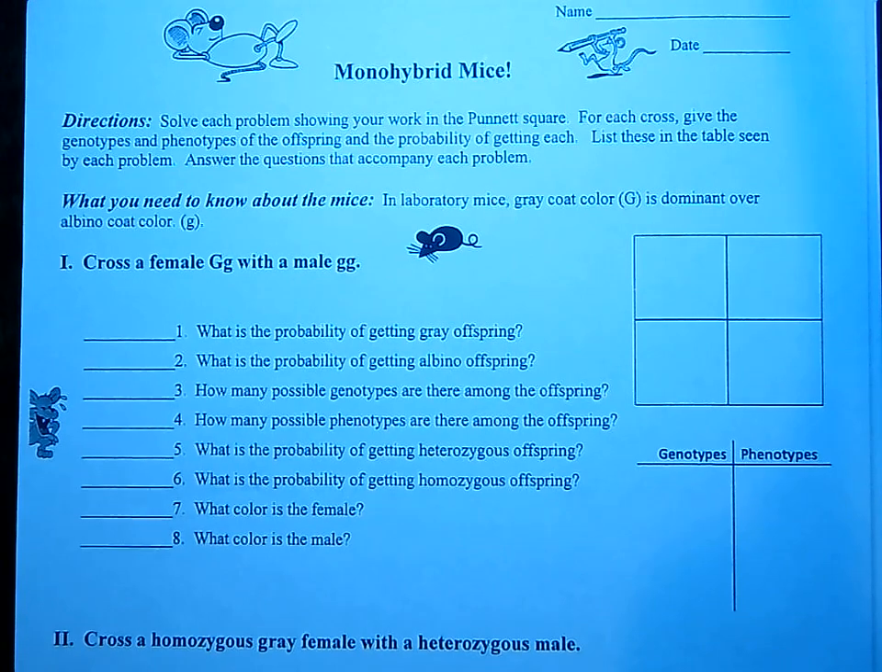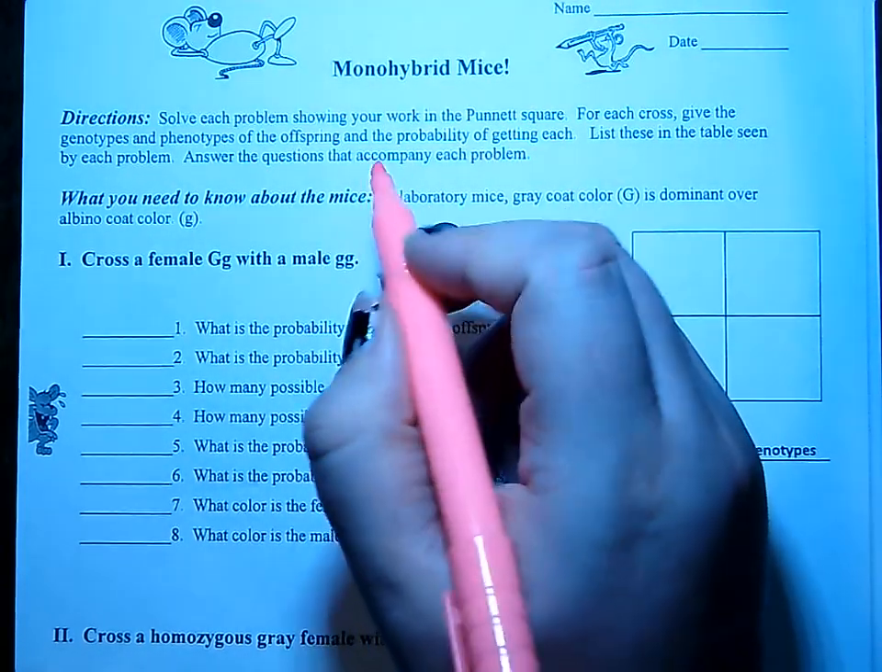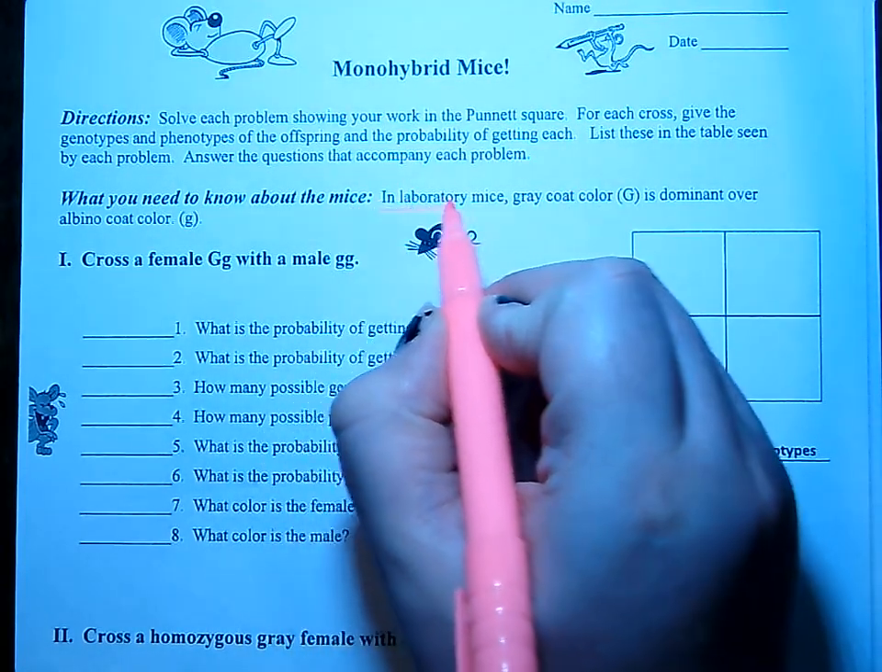So we're going to be given different scenarios and we're just going to be answering some questions based on the Punnett square and the probabilities we find. So what do we need to know about these special mice? In laboratory mice, the gray coat color is dominant over albino coat color. Remember, albino does not mean white. That means it does not have any pigment, but it kind of has a white color to it.